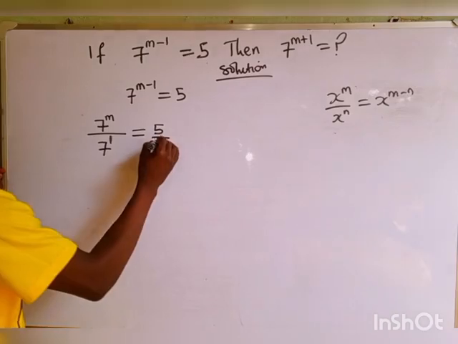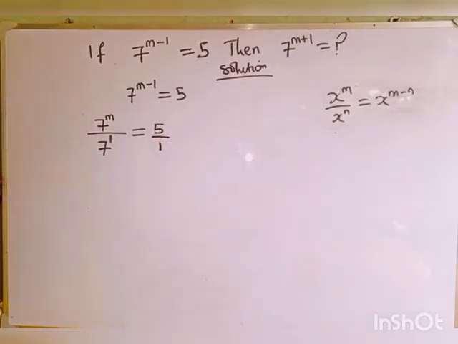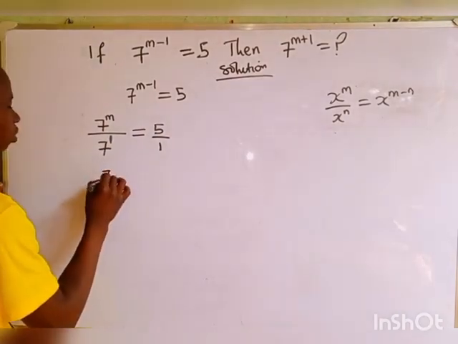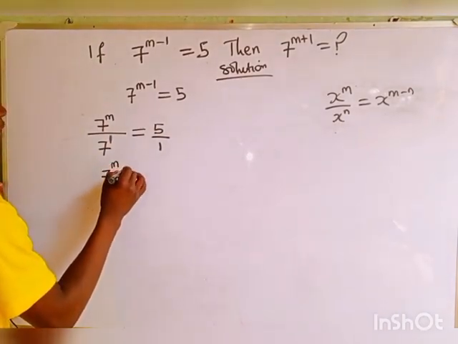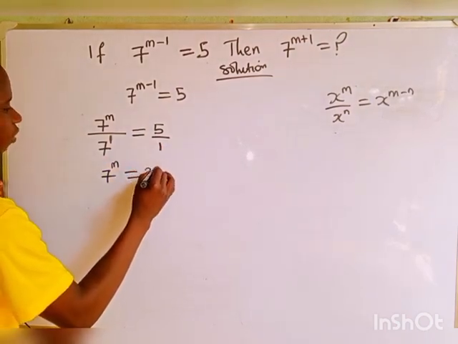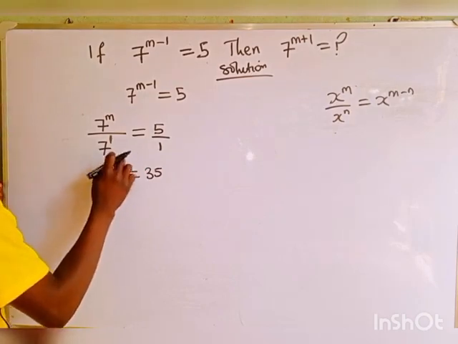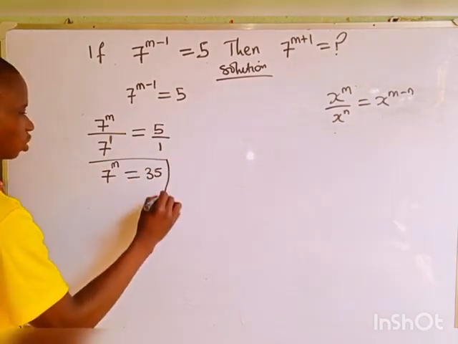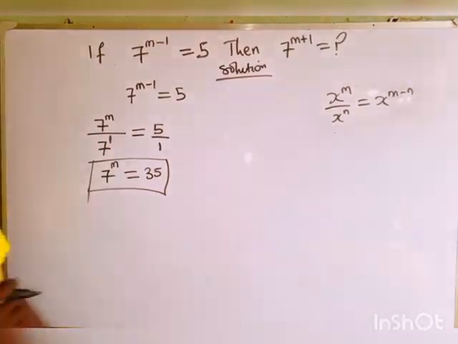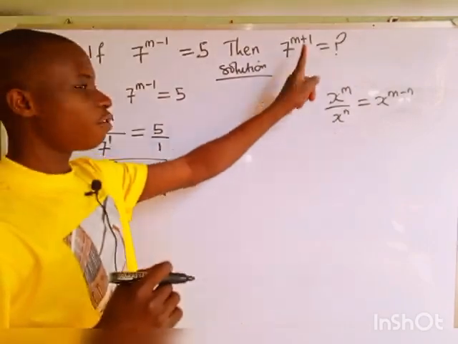And 5 can also be written as 5 over 1. So the next thing is to cross multiply. 1 multiplied by 7^m is going to give us what? 7^m, which is equal to 7 multiplied by 5, is going to give us 35. Therefore, 7^m is the same as 35. So we're going to keep this one first. Remember, we are not looking for the value of this. We are looking for the value of 7^(m+1).